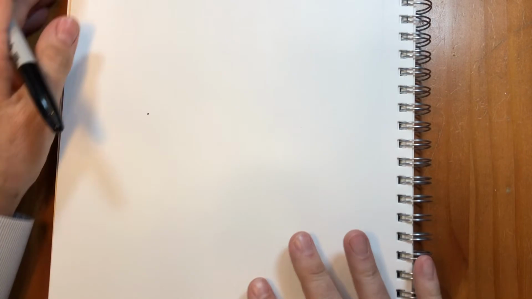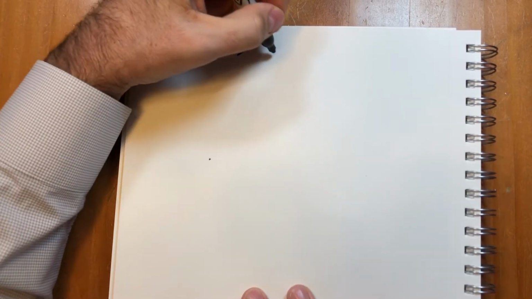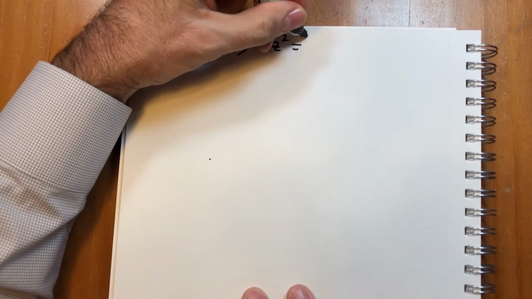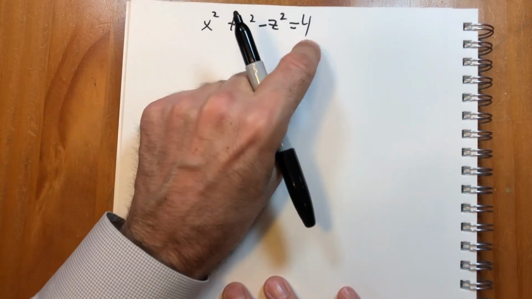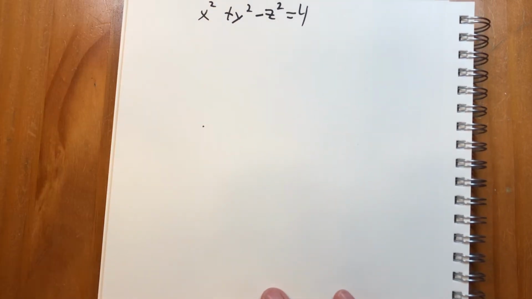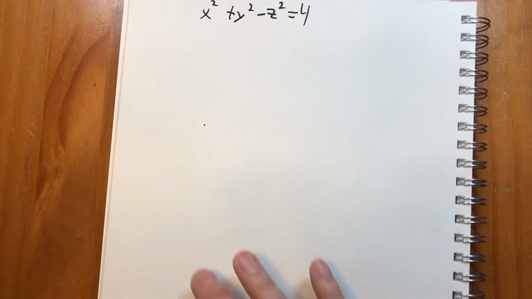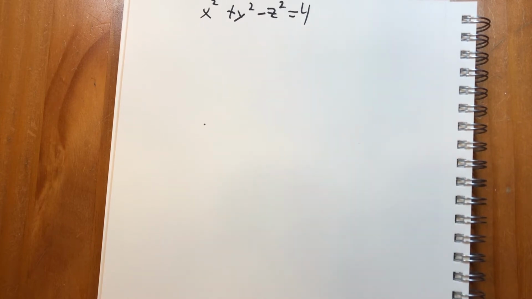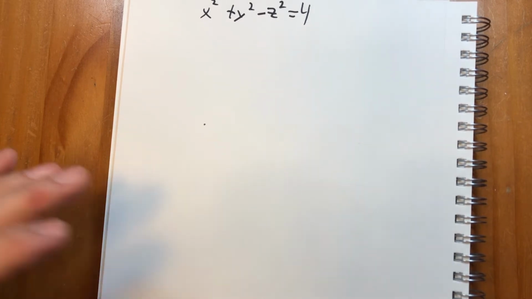What about x squared plus y squared minus z squared equals 4? So this is almost the same thing, but here this is positive. What's that going to do? So again, there's symmetries everywhere. All the variables are there, and it's again an implicit function.